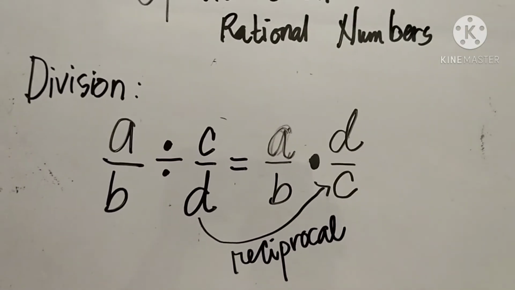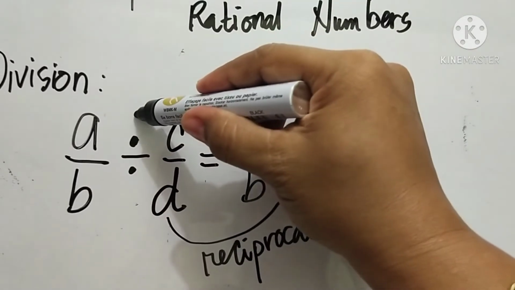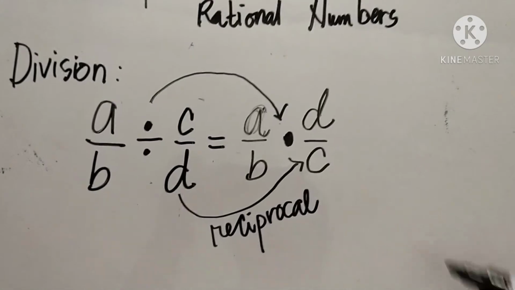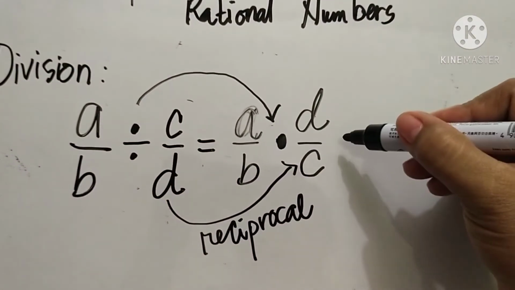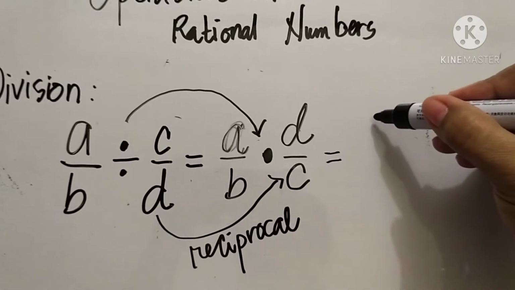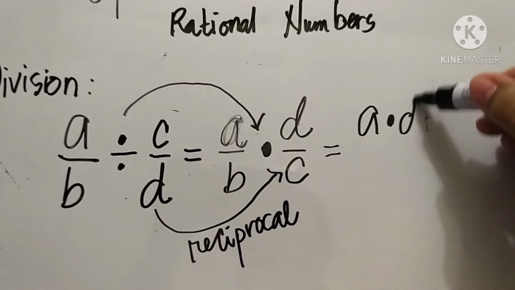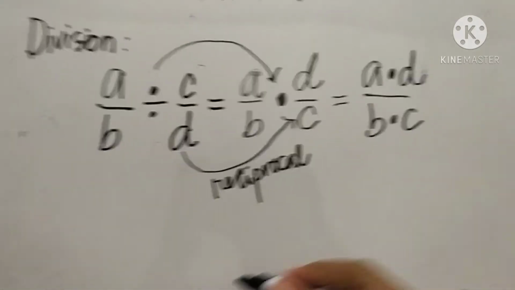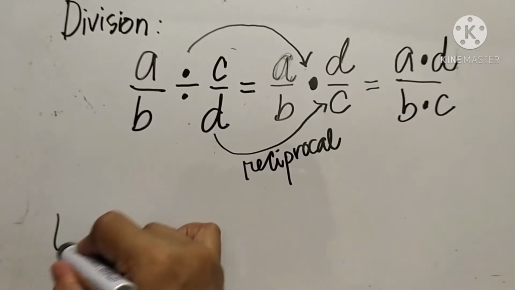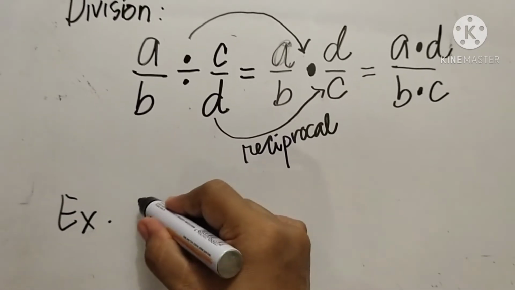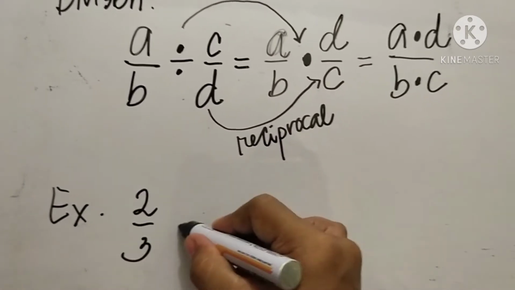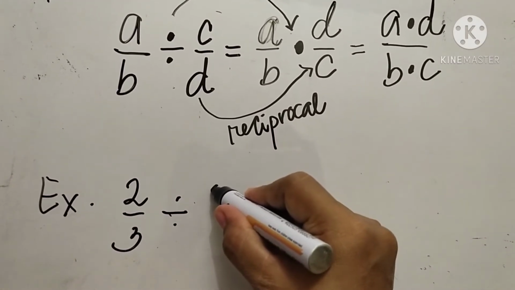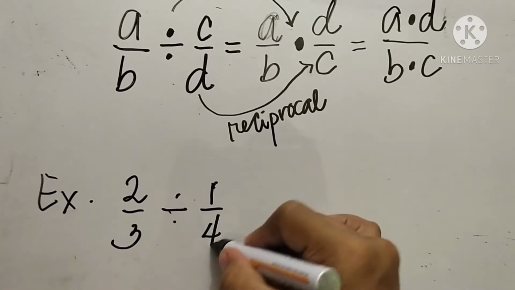Reciprocal. Then that division becomes multiplication. Since this is already multiplication, we will apply the rule on multiplication, that is numerator times numerator, denominator times denominator. Let's have an example: 2/3 divided by 1/4, for example.